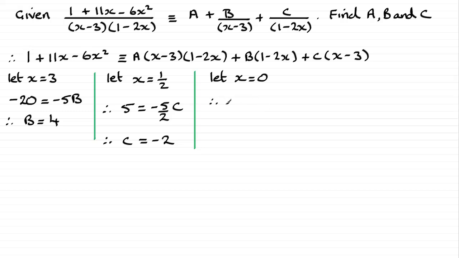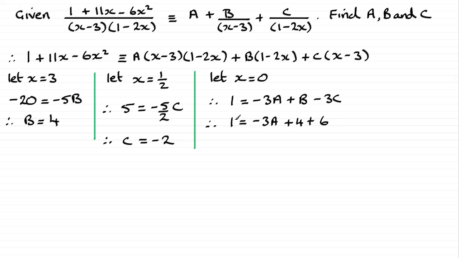So we've got 1 equals, and put 0 in here, we end up with minus 3 times 1, so that's minus 3, times that a, so that's minus 3a. And 0 in here just gives us b, so it's plus b, and 0 in here gives me minus 3c. And I've already got the values for b and c, so I might as well substitute them in. And putting the value of b in as 4 and c in as minus 2 here, I'm going to get minus 3 times minus 2, which is going to be plus 6.